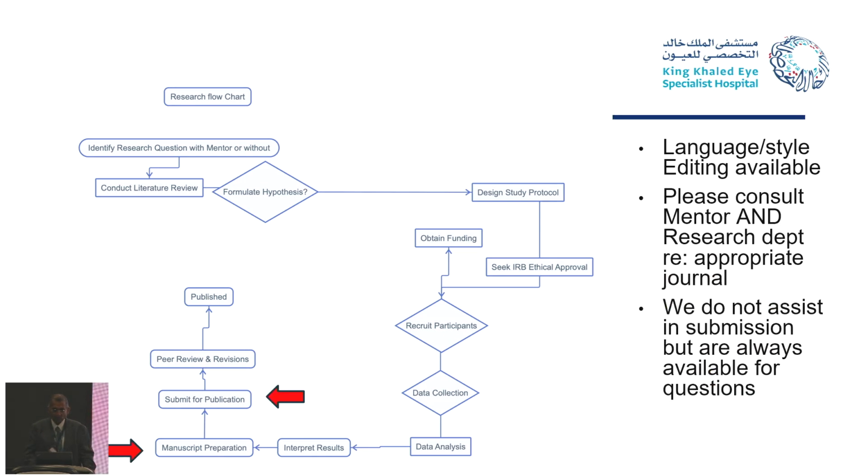So once you come to manuscript preparation and submission for publication, there are several resources, I think somewhat underutilized at points. There is language, style, and editing available for language.